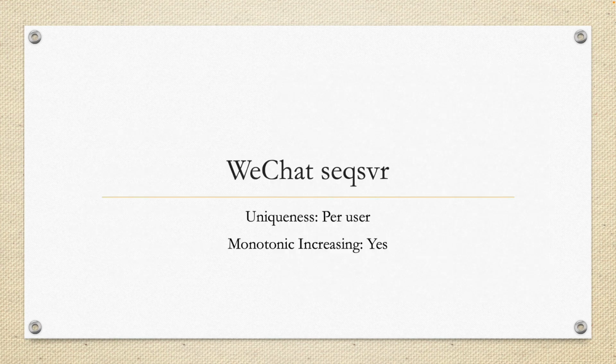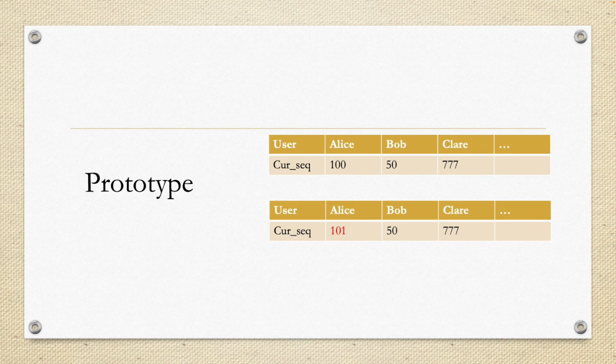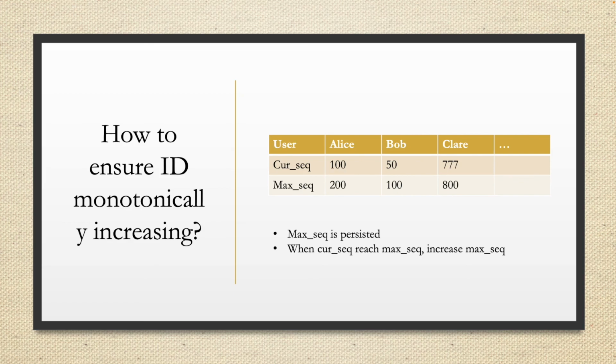The last ID solution I want to talk about is WeChat Seqsvr. It provides per-user uniqueness, and this solution is monotonically increasing. Let's see how it provides such a solution. For the prototype, it has tables for each user, and each user has a current sequence ID. One problem we need to solve is how to ensure the ID is monotonically increasing. For example, if we have one server providing the sequence, and the server needs to restart, then maybe the ID is not monotonically increasing.